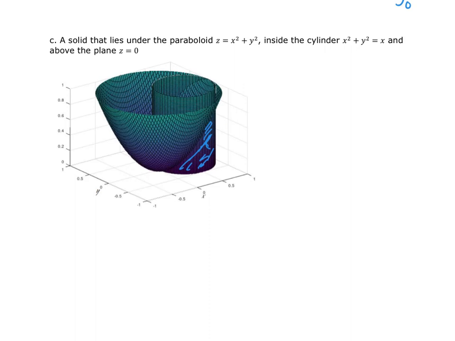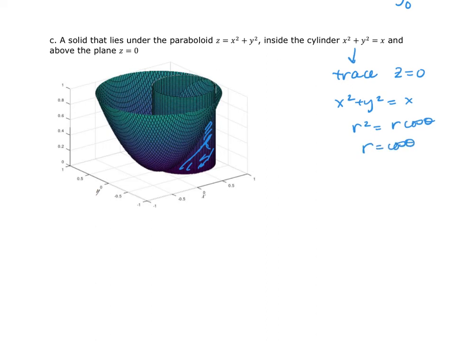So I'm going to look at my cylinder, which is on the trace on the xy plane. So the trace on the xy plane, z is equal to 0. This is going to be x squared plus y squared is equal to x. And so this is r squared is equal to r cosine theta. So r is equal to cosine theta.